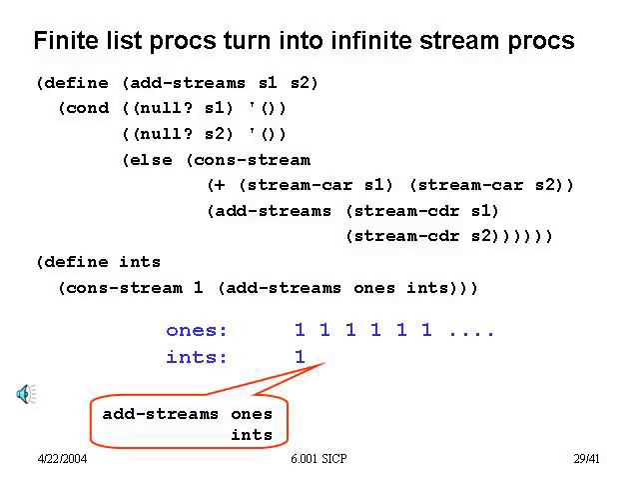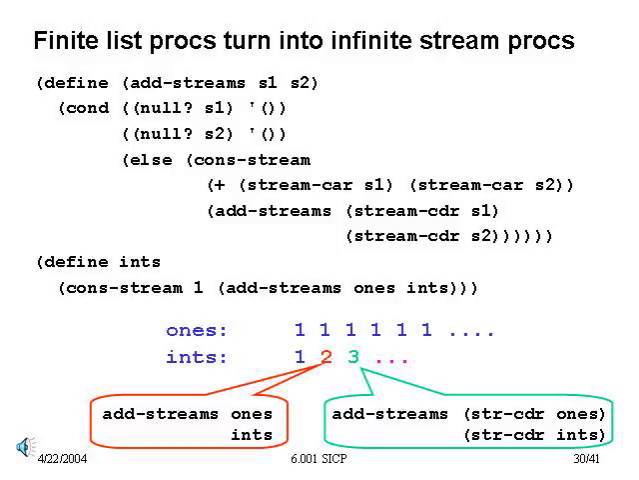And since that first element is available, that allows us to go ahead and ask for it. And add streams will therefore cons-stream the first element of ones and the first element of ints together, and add those up, generating that as the first element plus a promise to do add streams of the remainder of these two streams. If we were to ask for the third element of ints, we would then force this promise.